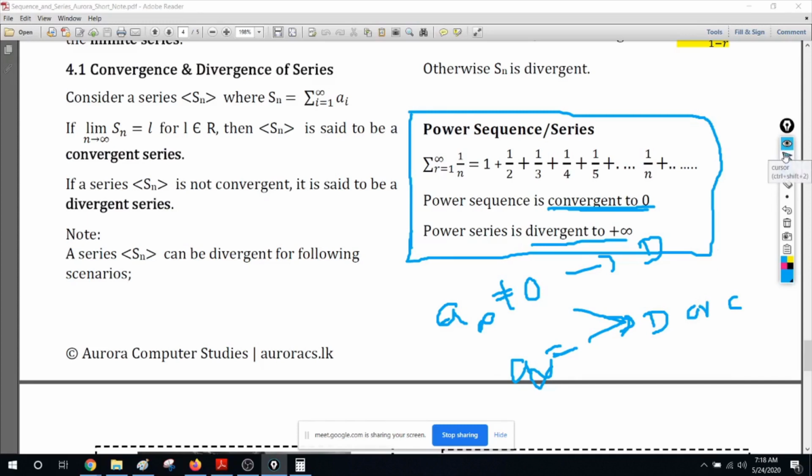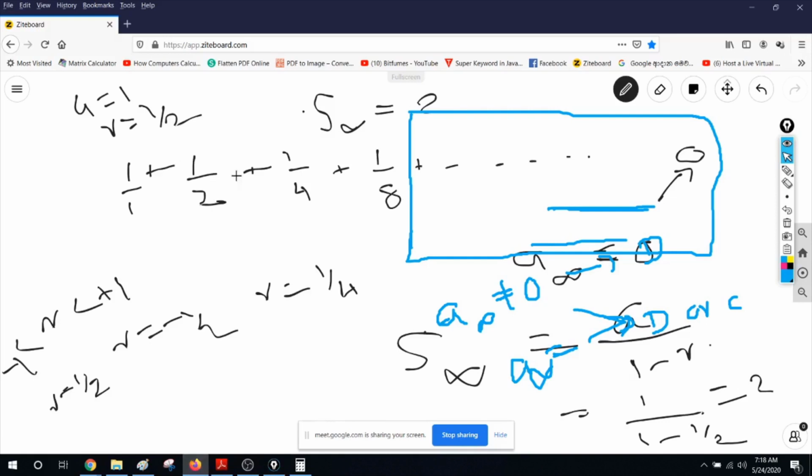So that is something you have to understand. But when you take this example, you can see that the sequence is convergent because its limit is 0, and the series is also convergent. Both the sequence and the series are convergent. That is the case when it comes to an infinite geometric series where r is between -1 and +1.